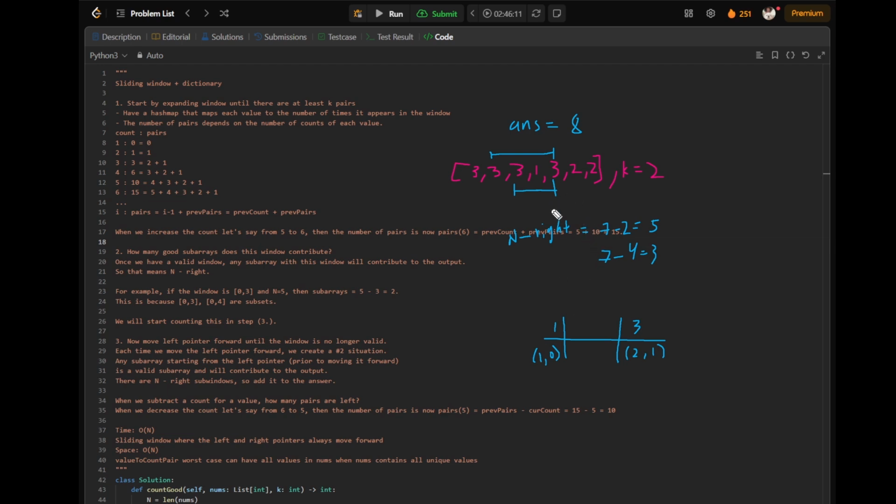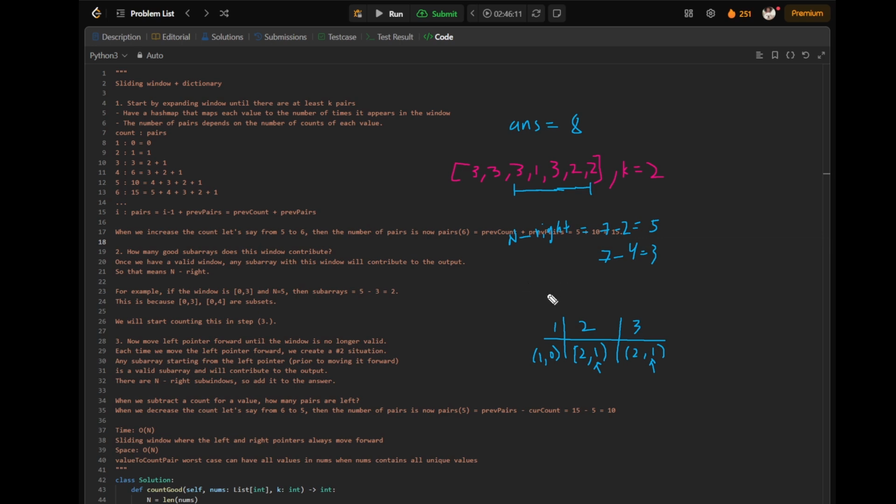And this is now an invalid window again, so we need to make it valid by moving the pointer forward. Add the 2 into the window. This is a count of 1, 2, and 0 pairs for now. And then move it forward again. There's 2 2s. So now there's 1 pair of 2 and 1 pair of 3. So yeah, we also need to keep track of the number of pairs that is contributed.